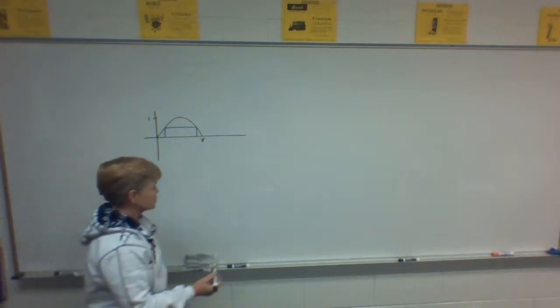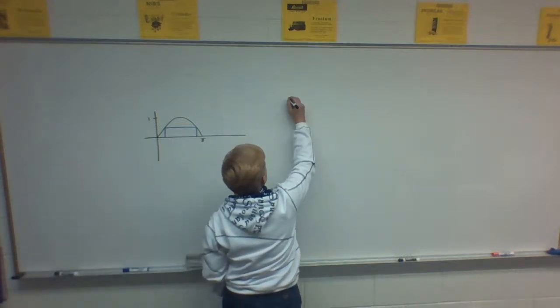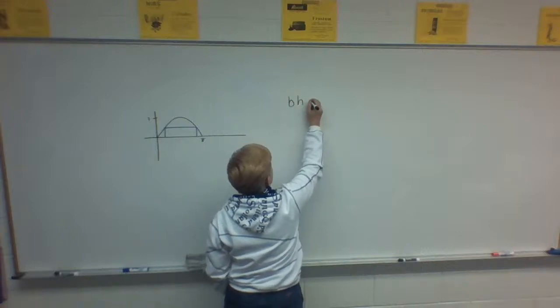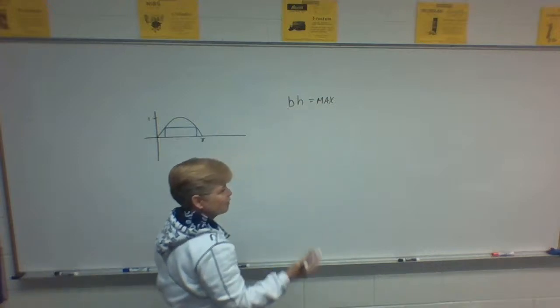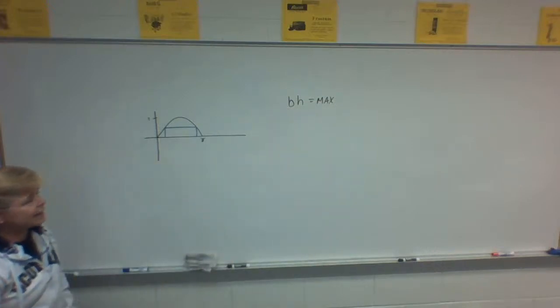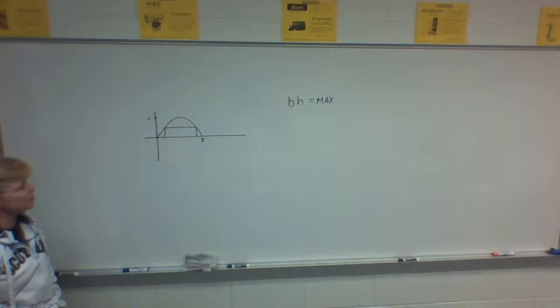So, just so you know, this is what I want to maximize. I want to take the base of the rectangle times its height, and I want that to be a maximum. And I can't put that in my calculator now because I've got no context. We don't have a b and an h, and besides that, it has to be in terms of one variable.